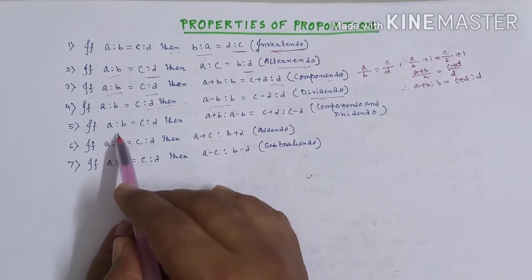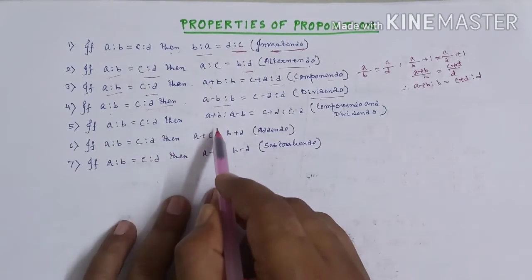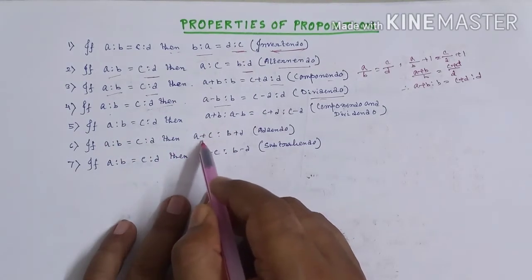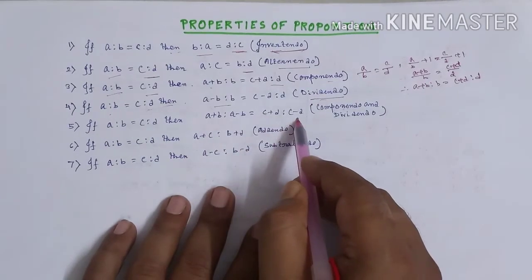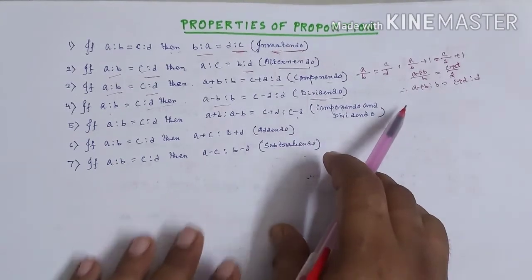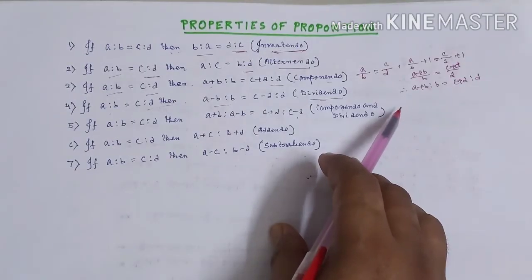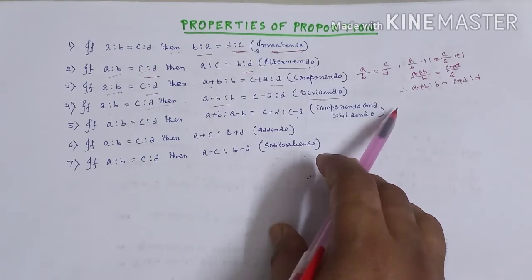The fifth property is: A is to B equal to C is to D. And then we use componendo and dividendo, we get A plus B is to A minus B equal to C plus D is to C minus D. And if A is to B equal to C is to D, then A plus C is to B plus D. We can get it by the method of addendo. And if A is to B equal to C is to D, then by subtrahendo we get A minus C is to B minus D.